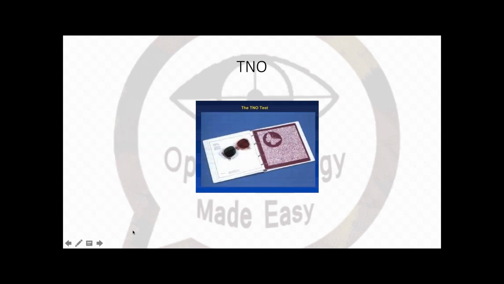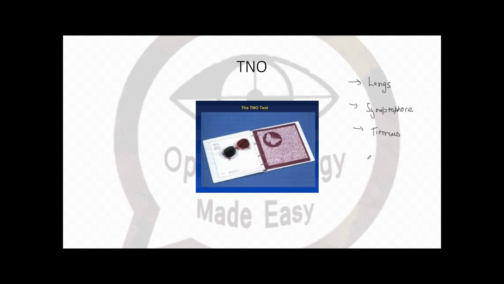The other test that can be used to measure stereopsis is the TNO test. Here in the TNO test, can you see here? This is a colored image where there is a fly, and the patient uses a red-green glass to measure the stereopsis. The other tests that can be used to measure stereopsis are Lang's two-pencil test, synaptophore, and the Titmus test.